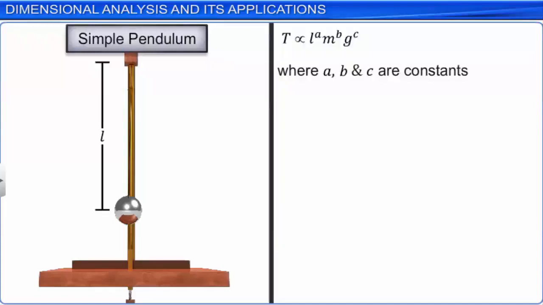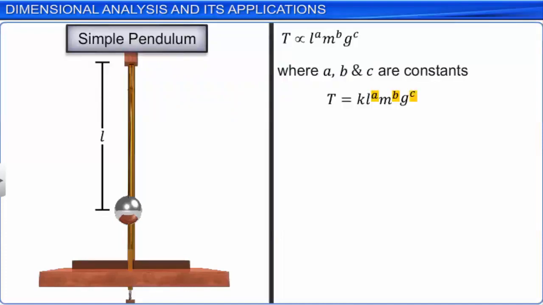Replacing the proportionality symbol, we get a constant k. Hence, the time period is equal to k into L power a, m power b, g power c. We now need to find the values of a, b and c using dimensions of the physical quantities on both sides of the equation. The dimensional formula for time is T.